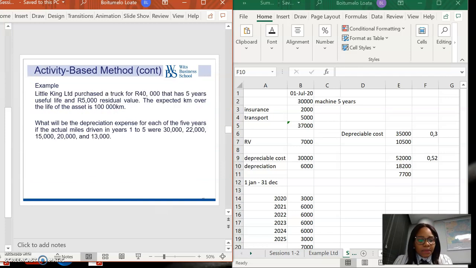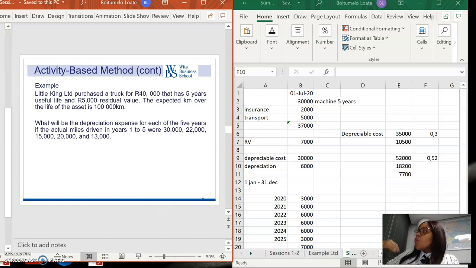So a Little King's business purchased the truck, remember, for 40,000, same 40,000 that we were using in the other examples. It has a 5-year useful life and a 5,000 residual value. What we're using for this example, for the truck, your activity will now be your expected kilometers over the life of the asset. We expect the truck to have an activity of 100,000 kilometers over the life of the asset.